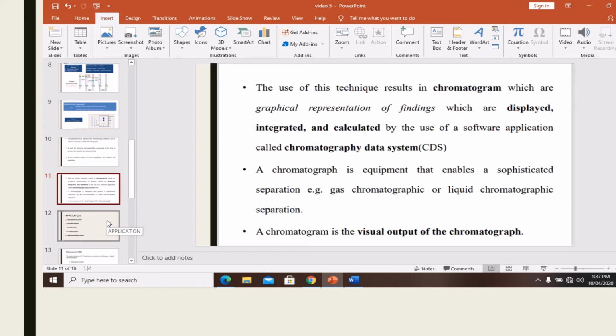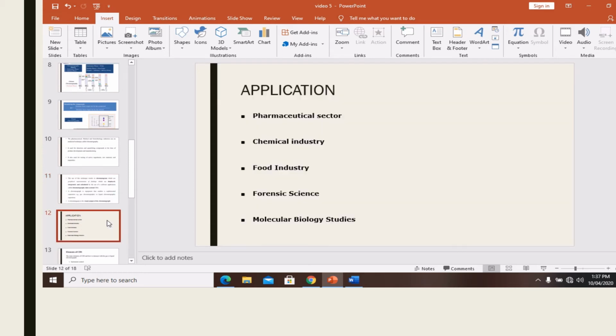Then you can identify at what time the result has been generated and how far the process has progressed in these components. And these are some of the applications that are involved in chromatography. So I will give you some of the applications. There are a lot of applications.